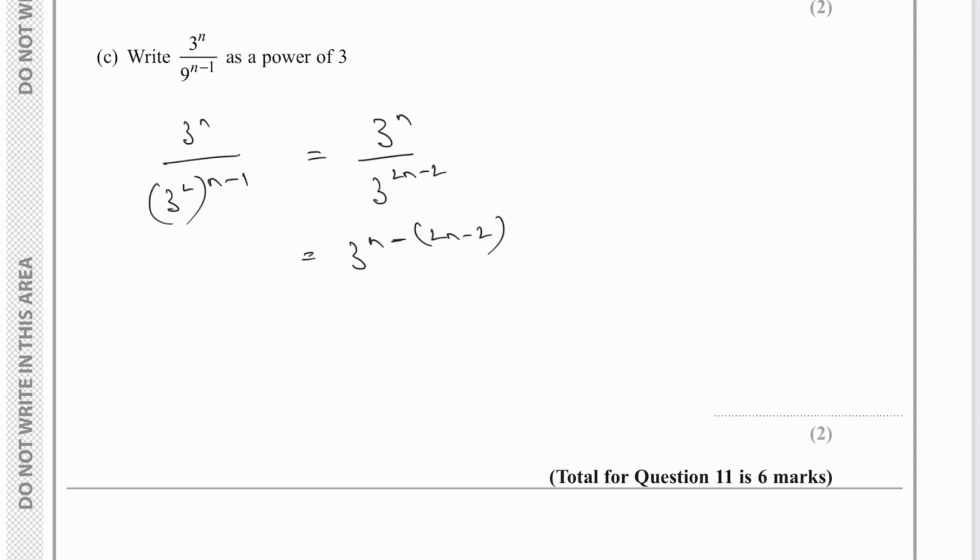Now I've put that into brackets because effectively that will mean that the negative 2 there becomes a positive. You'll see what I mean in a minute. I get 3 to the power of n, and then I've got minus 2n, and then minus multiplied by minus is going to be positive, so it's positive 2. Okay, that gives us then n minus 2n is going to be minus n plus 2. It's not very neat to write it that way, so I would write it as 3 to the power of 2 minus n, and that would be the answer to part C. So a little bit trickier to deal with, but hopefully that was okay.